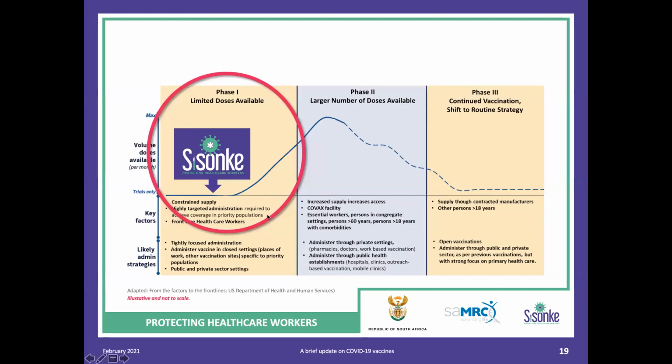We are doing this in partnership with the National Department of Health, but it remains a study that is sponsored by the SAMRC. The Sisonke program will eventually lead to full registration, will add data to the full registration of the vaccine, and will eventually lead to much larger supplies. The Department of Health has signed up 11 million doses of J&J vaccine to reach our shores over the next two quarters.